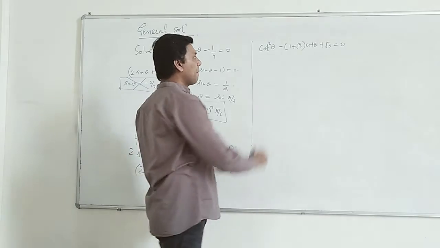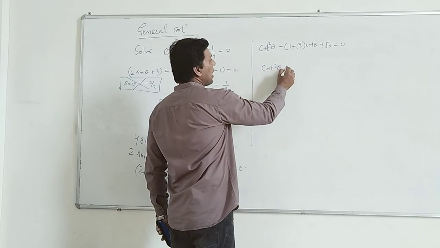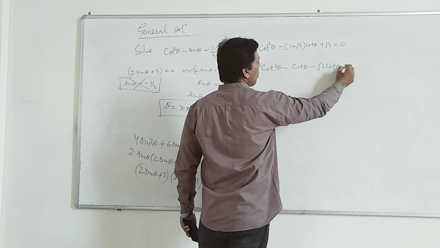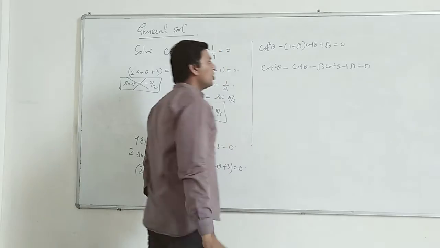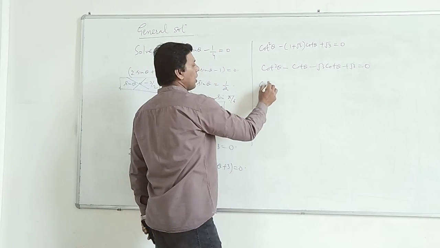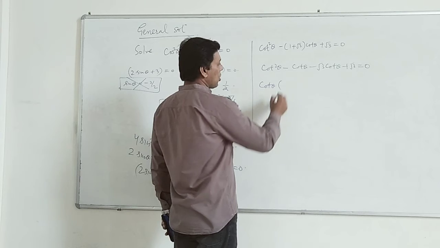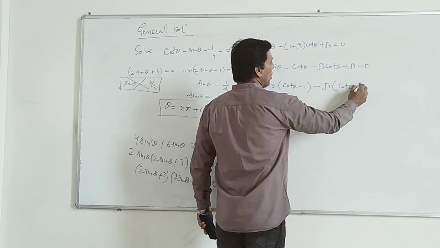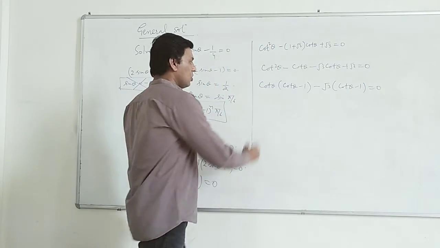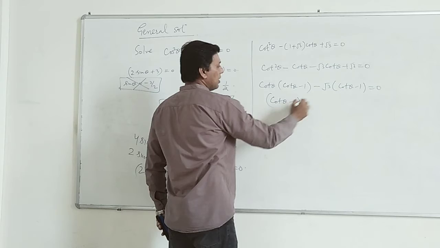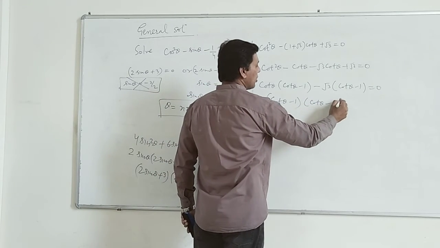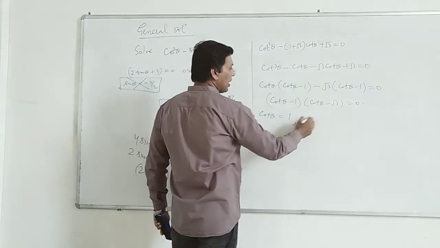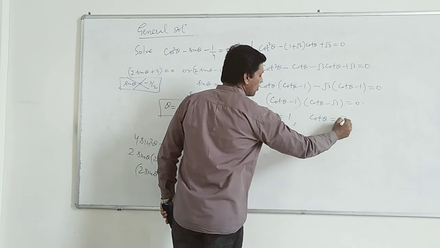Now come to this question. So cot square theta minus, you can open this bracket, minus cot theta minus under root 3 cot theta plus under root 3 equal to 0. So from these two, cot theta can be taken as common. So cot theta minus 1 and minus under root 3 and cot theta minus 1 equal to 0. Now cot theta minus 1 and cot theta minus under root 3 equal to 0. Now we can put these two equations: cot theta is equal to 1 and from this bracket cot theta is equal to under root 3.